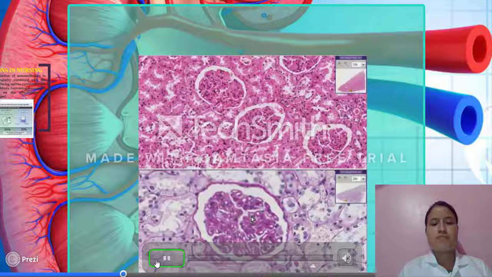Nevertheless, membranous glomerulonephritis is associated with or caused by a variety of things, and in adults, it's one of the most common causes of the nephrotic syndrome.